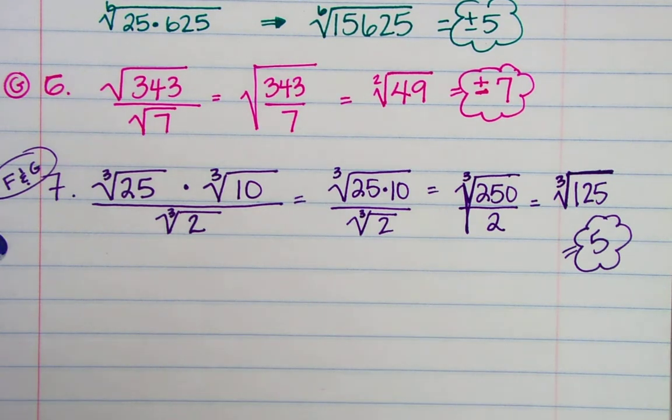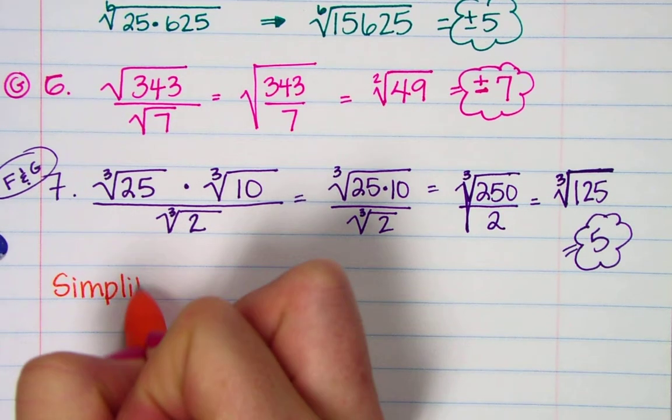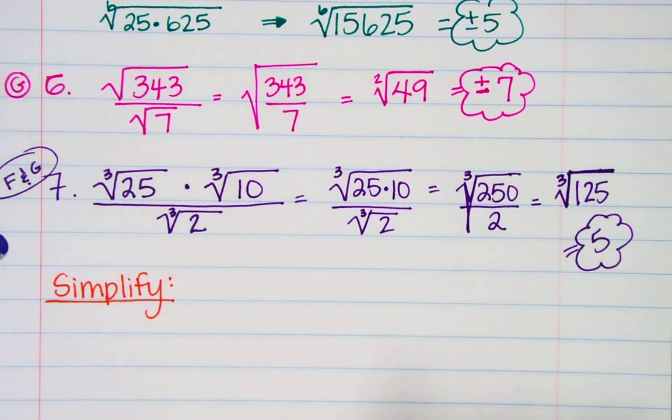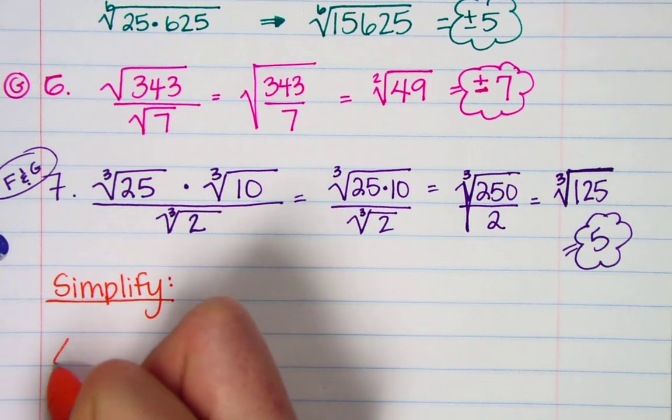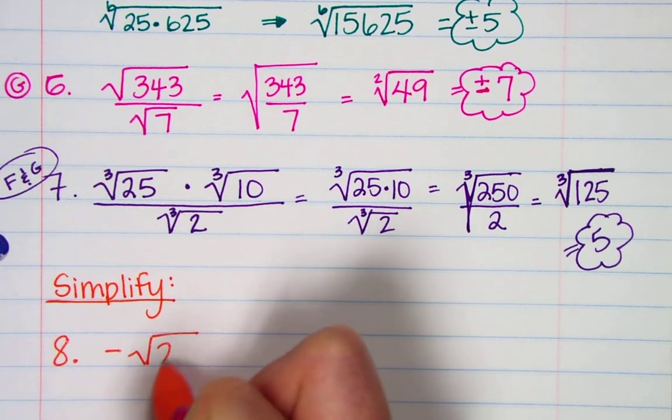We had 3 more. On the next ones, we're just going to say simplify. Okay? And then we're not going to worry about what rules we're using because they're different things. Okay? Number 8 is negative square root of 20.